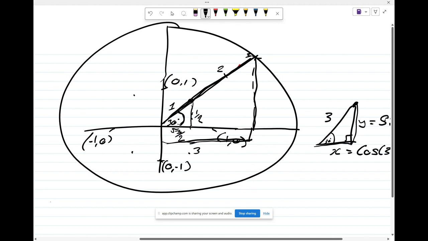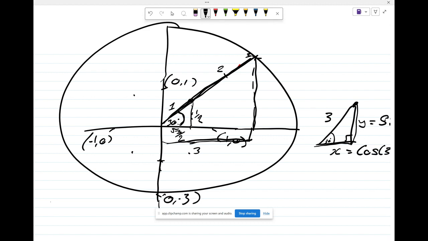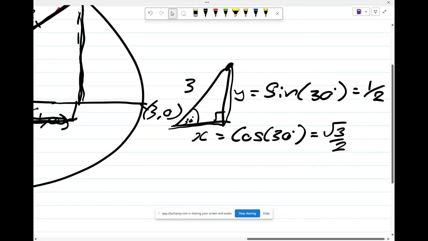Before, our endpoint was 0, minus 1, but now because it's radius 3, this is going to be 0, minus 3, and this is going to be 3, 0, and this up here is going to be 0, 3, and minus 3, 0, because our radius, how far we have to go up, is 3. Okay, so that means all our heights and widths are multiplied by 3, and so all we have to do over here is multiply our heights and our widths by 3.